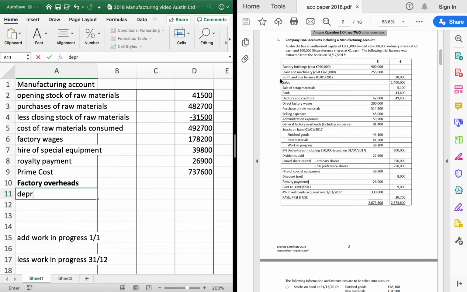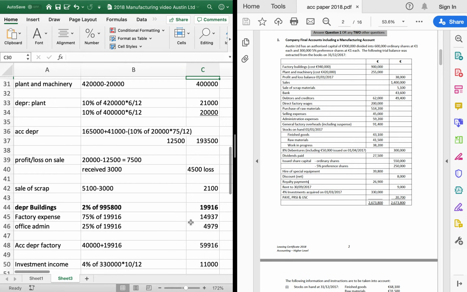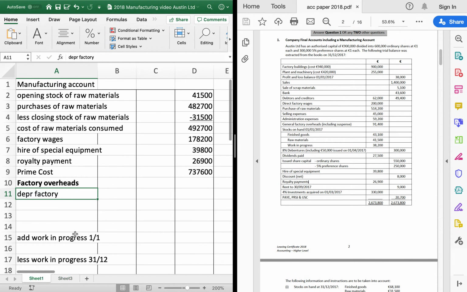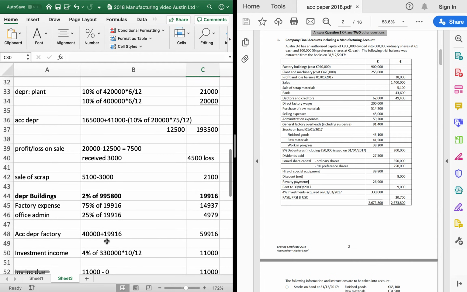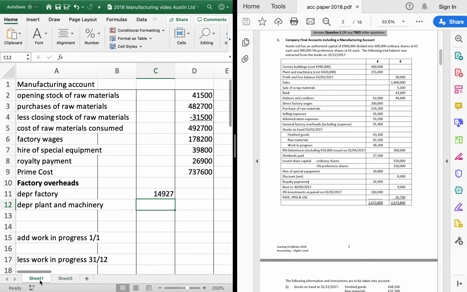So we're going to have depreciation of the factory. Now, only the amount that we worked out it to be, so it's the 75%. So the 14,937. We're going to have the depreciation of the plant and machinery, and that is 41,000.